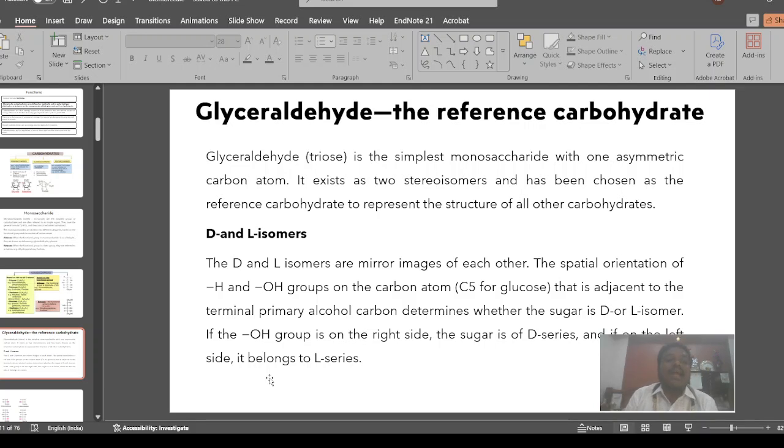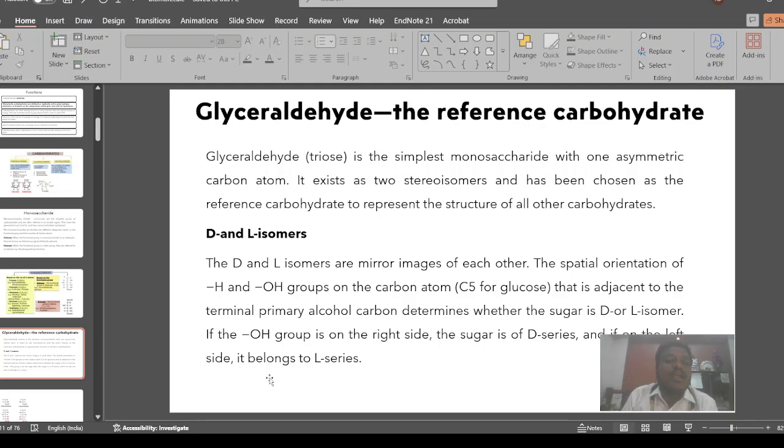Now, glyceraldehyde, the reference carbohydrate. Glyceraldehyde, a triose, is the simplest monosaccharide with one asymmetric carbon atom. It exists in two stereoisomers and has been chosen as the reference carbohydrate to represent the structure of all other carbohydrates. Here we have the D form and L form. These two isomers are mirror images of each other.